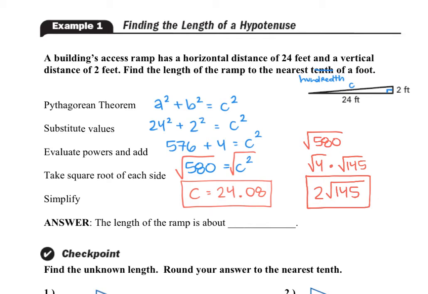All right, now the last part of this problem is, because it is a word problem, we do need to have a label with it. And I forgot that label here in my answer. So I'm going to go back and add it. It should be 24.08 feet, or 2 times the square root of 145 feet. So make sure if it's a word problem or if there's a label in your problem that you have a label in your answer.